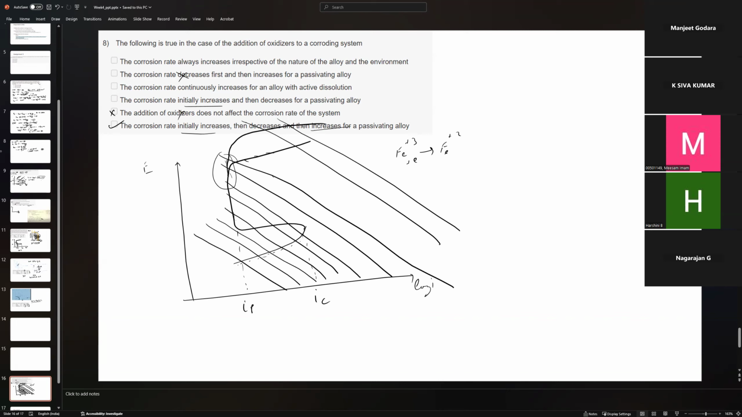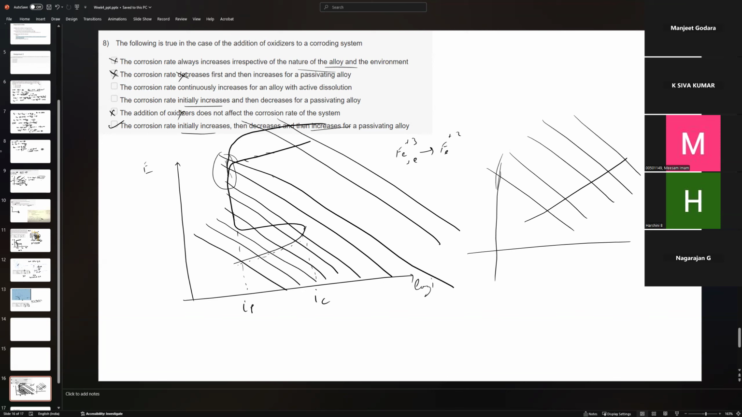So this is incorrect. Irrespective of the nature of the alloy, if it forms a passive layer, then the behavior changes. The corrosion rate continuously increases for an alloy with active dissolution. So if this alloy doesn't form a passive region, then this would be like a straight line. It will be increasing continuously. So if you increase the concentration, it will keep on increasing. So this one is correct.